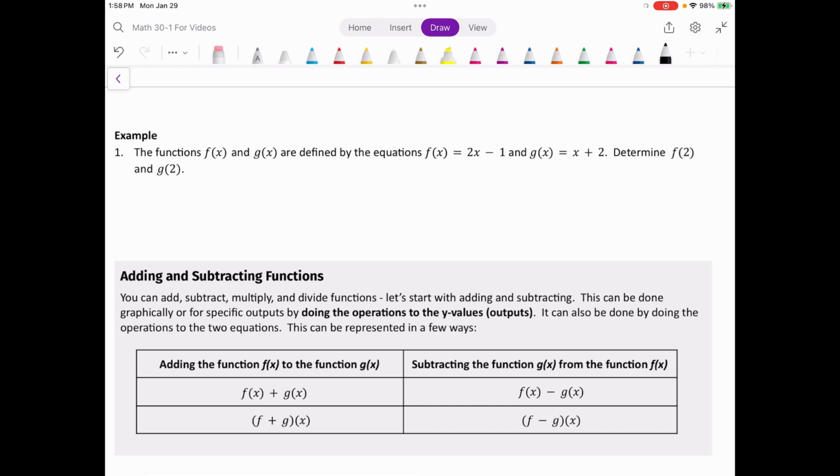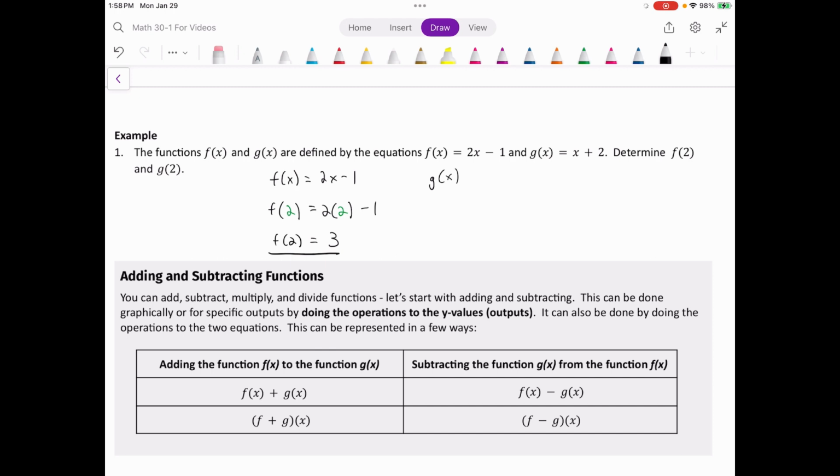Well, f of x is 2x minus 1. So for f of 2, I'm literally just going to put in 2 for my x. Wherever I see an x, I'm going to put in a 2. So 2 times 2 minus 1. Therefore, f of 2 is equal to 2 times 2, which is 4, minus 1 is 3. So the value of the function f at 2 is 3. When x is 2, y will be 3 for that function. Input 2, output 3.